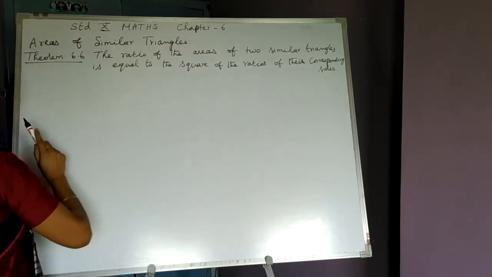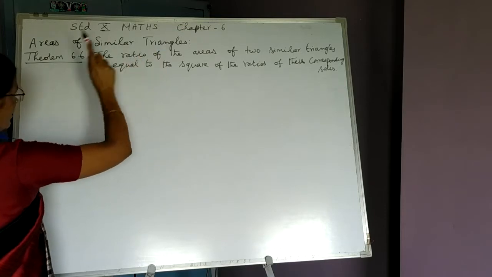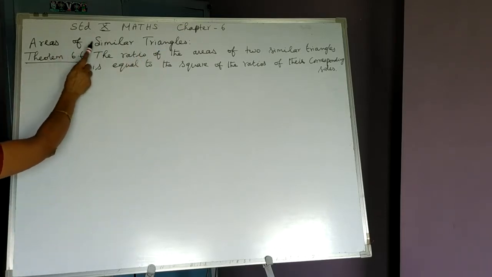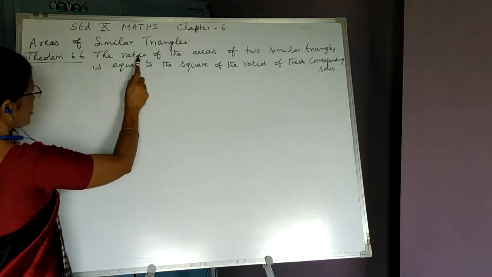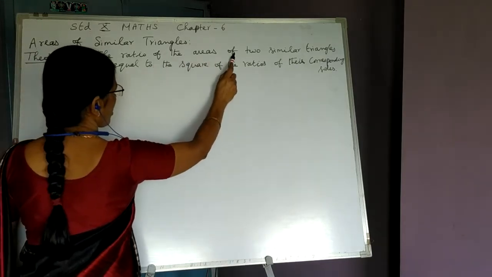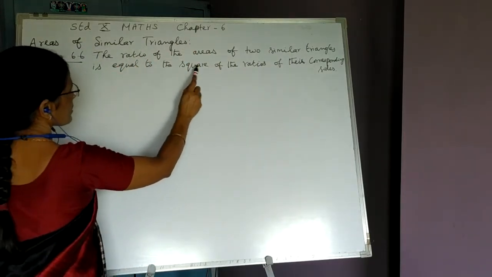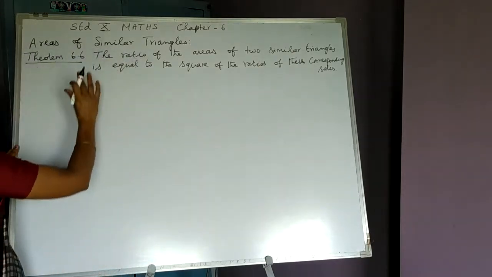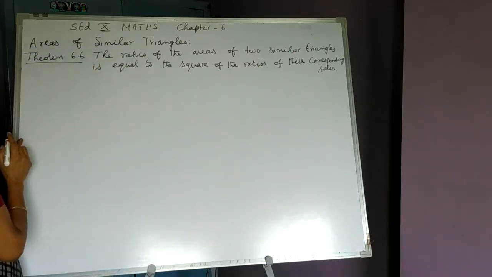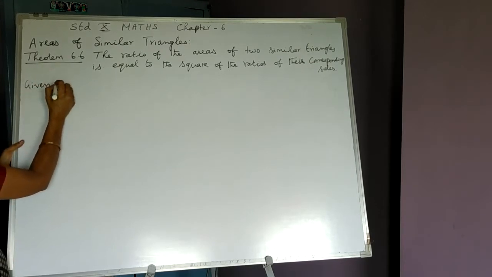Sixth chapter. Today we are going to see areas of similar triangles. Under this we are going to study theorem 6.6. The theorem is: the ratio of the areas of two similar triangles is equal to the square of the ratios of their corresponding sides.